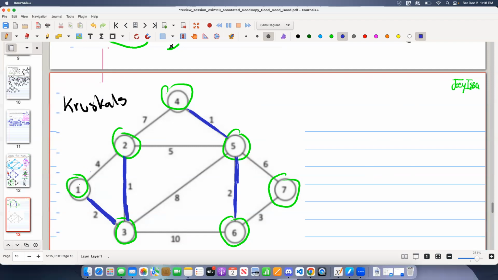Now, why don't I choose 4, 2 to 1? Because that would create a cycle. I think we get the point now, so I'll stop iterating through it.